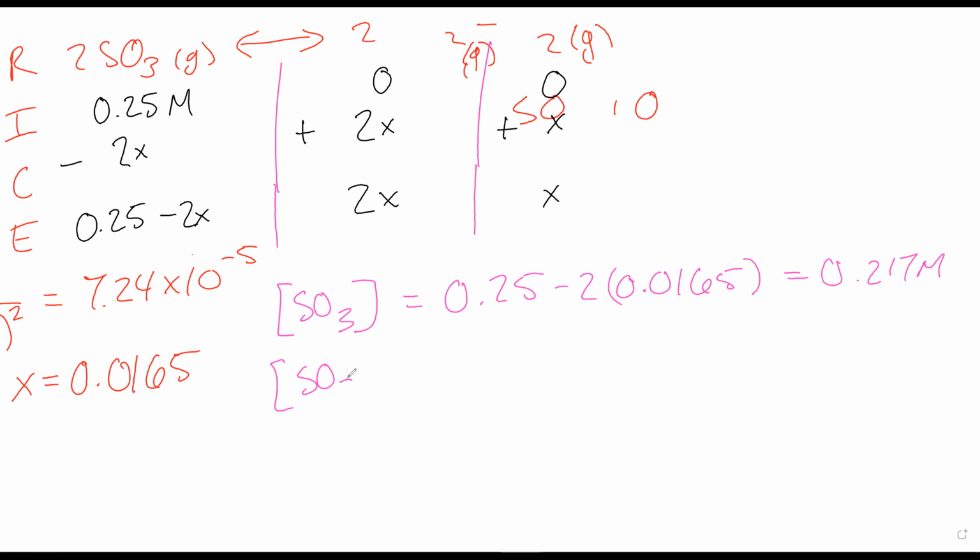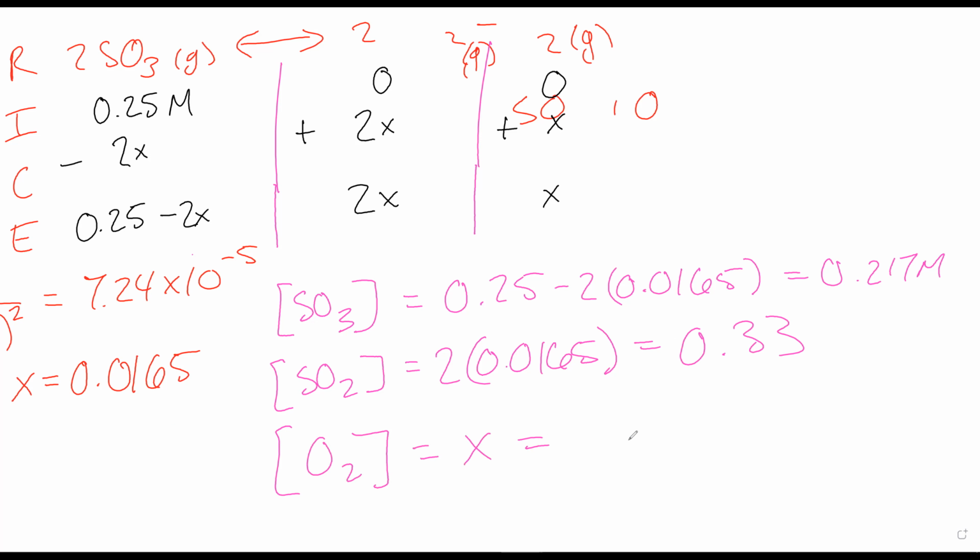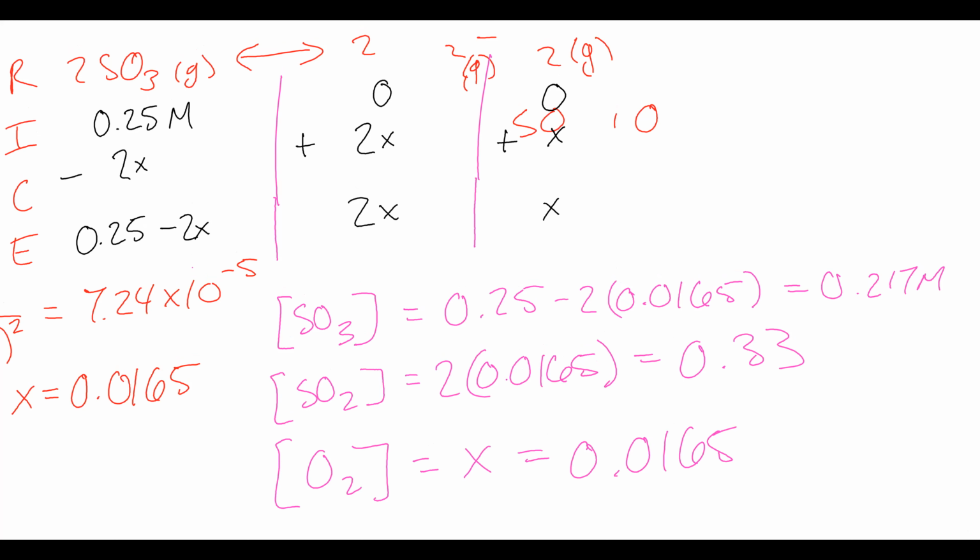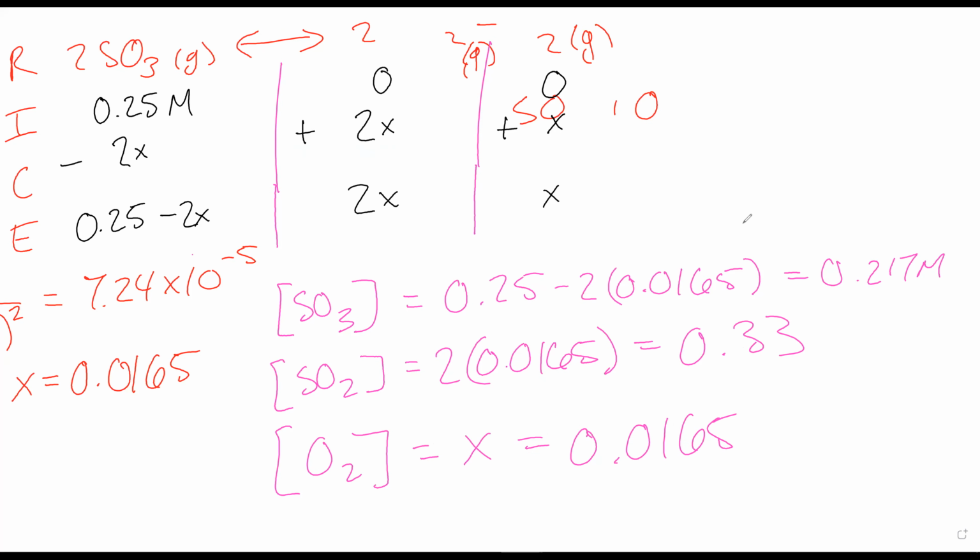Concentration for SO2 is going to be 2 times X, which is 0.33. And for O2, it is simply X, which is 0.165. That's your final amounts. Is everybody clear on how I did all that?